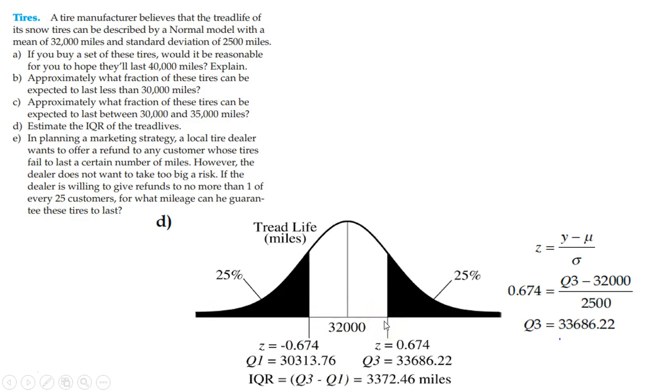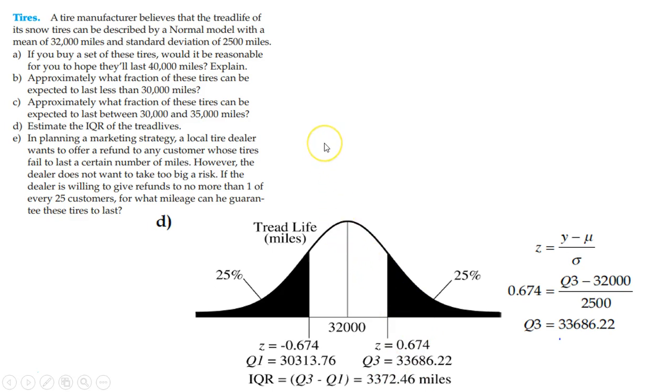So I do second vars, inverse norm, 0.75, comma, 32,000, comma, 2,500, and I end up getting 33,686.22 as well. And when we subtract them, I get 3372.46 is my interquartile range as well.